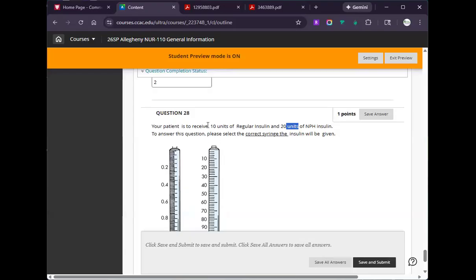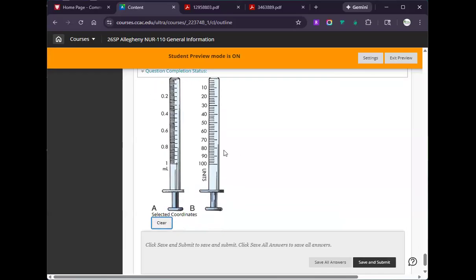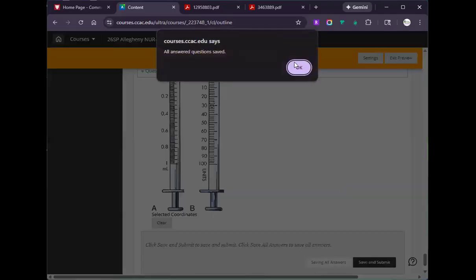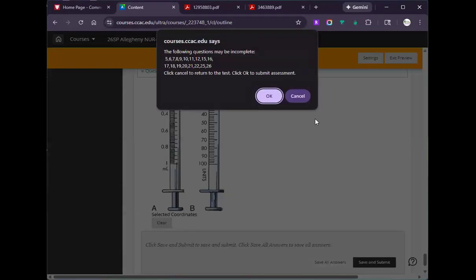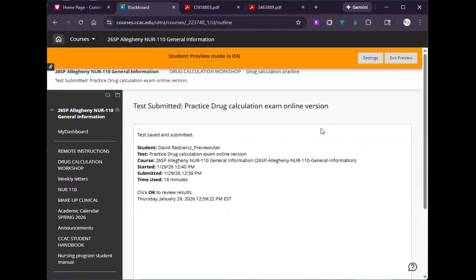And then if I want to be extra precise, I'm going to take the 10 and the 20 units, add them together, and I'm going to drop my pointer right at the 30 units, save my answers, and hit submit because I didn't answer all the questions.